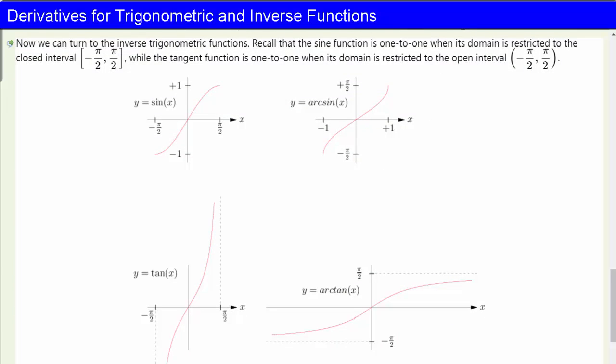Now we turn to the inverse trig functions. Recall that the sine function is 1 to 1 when its domain is restricted to the closed interval minus pi over 2 to pi over 2, and we usually label that restricted function capital S sine of x. The tangent function, in turn, is 1 to 1 when its domain is restricted to the open interval minus pi over 2 to pi over 2. And the restricted function is usually written capital T tan x. This gives us the inverse sine and tangent functions as sketched.